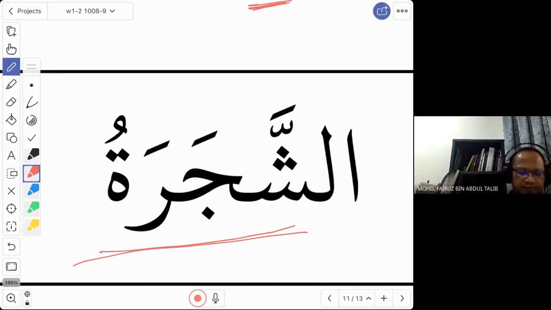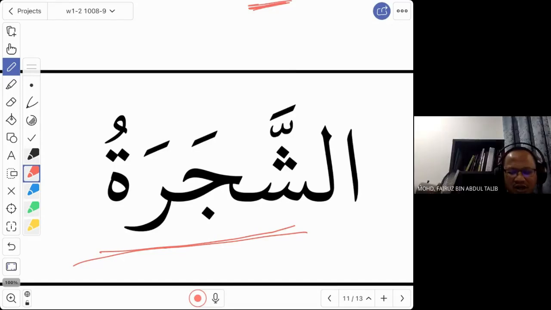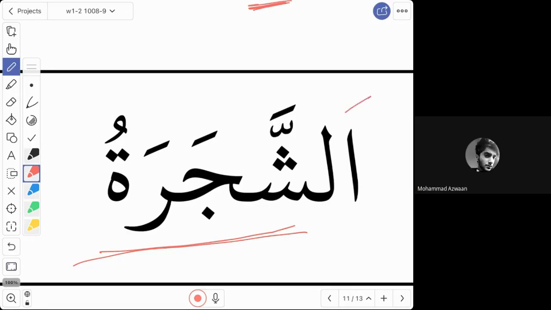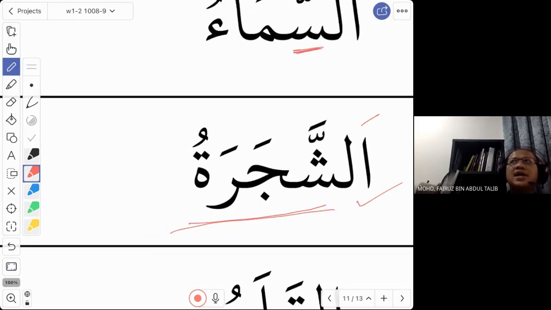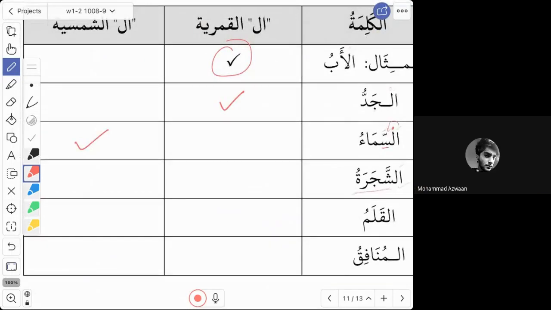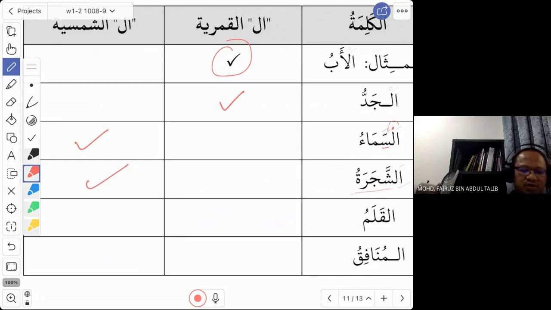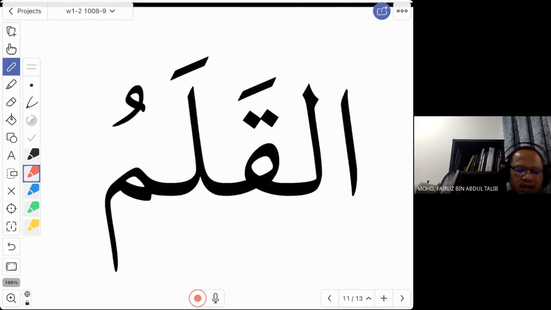Okay. Yes, Azwan. Read the word. The word is syajarah. Now we want to add alif lam. Ash-shajarah. Yes, correct. Ash-shajarah, and not al-shajarah. So since you read ash-shajarah, what is this? Shamsiyyah, Qamariyyah? Shamsiyyah. Thank you. Yes, Shamsiyyah. Good.